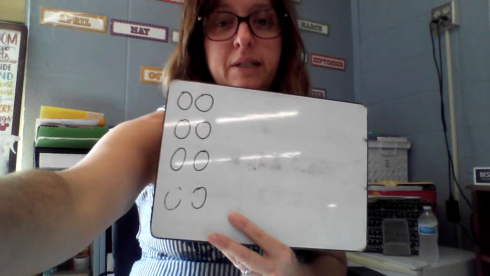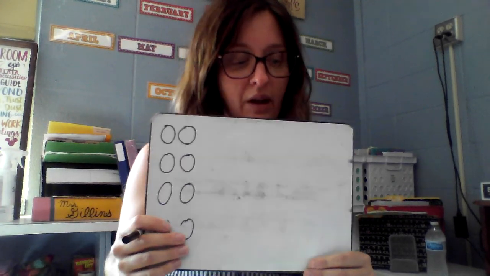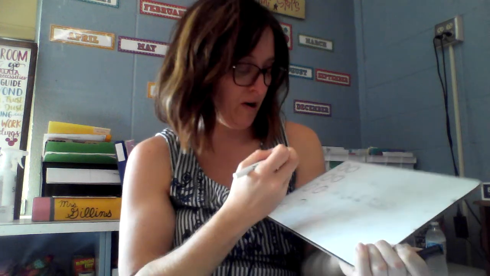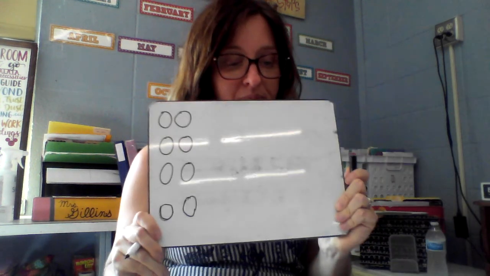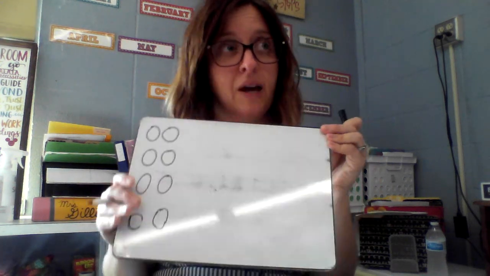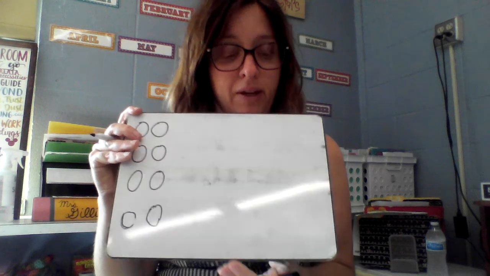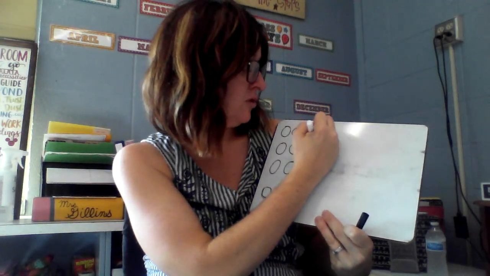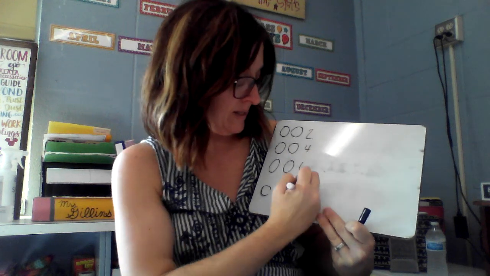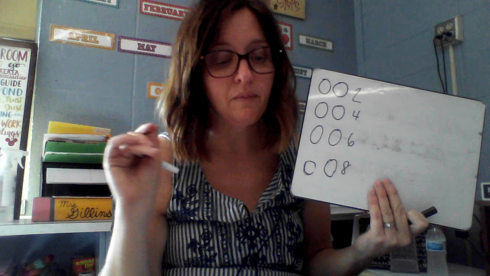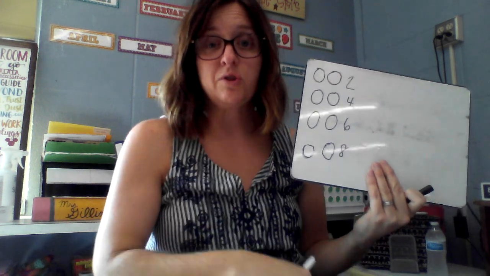So let's take a look at Mrs. Gillen's board right here. So you can see that I have an array right here. Okay, let me redraw part of it. So I'm going to skip count by twos because my row sizes are twos, and I'm going to write down the side how much I have. So I go 2, 4, 6, 8. So now I know how many total circles that I have.